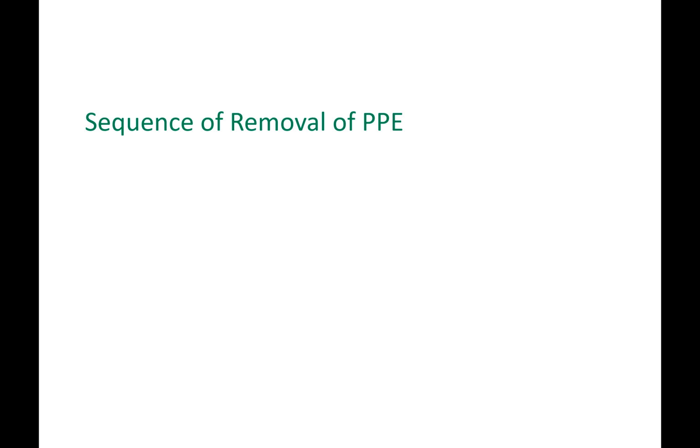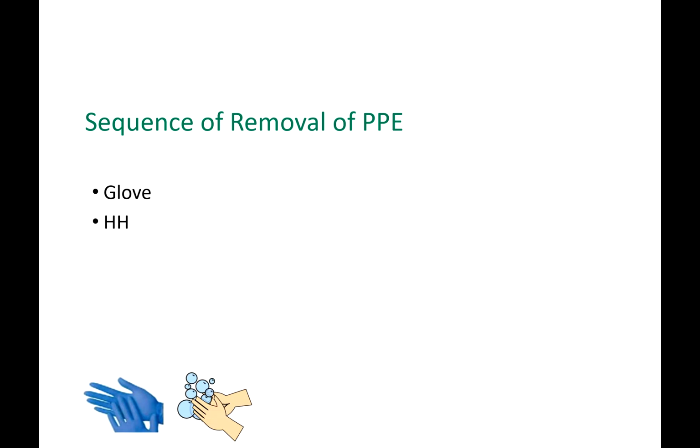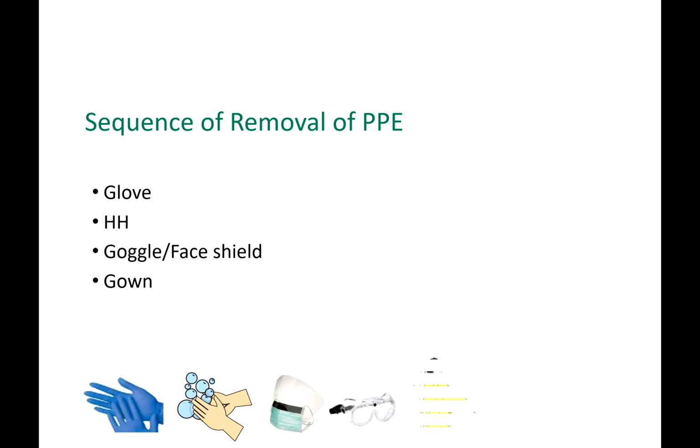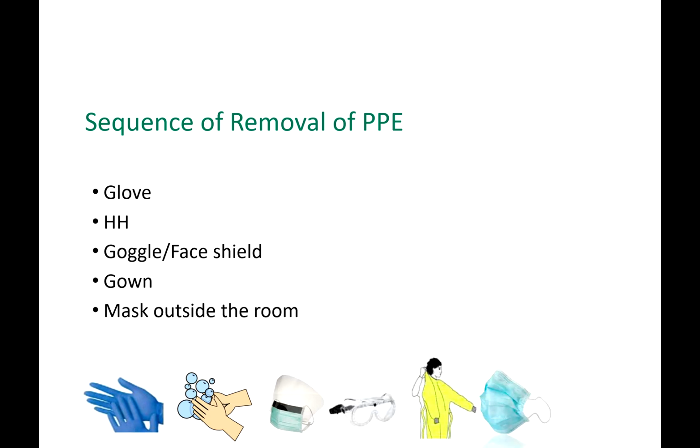For the sequence of removal of PPE, you have to remove the gloves first, and then do hand hygiene, and remove goggles and face shield. Then after that, remove the gown and mask outside the room. Then again, you should do hand hygiene.